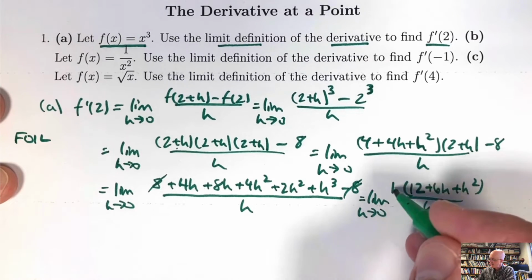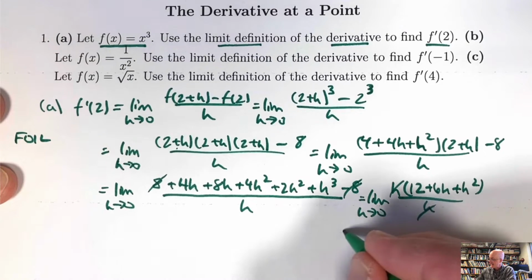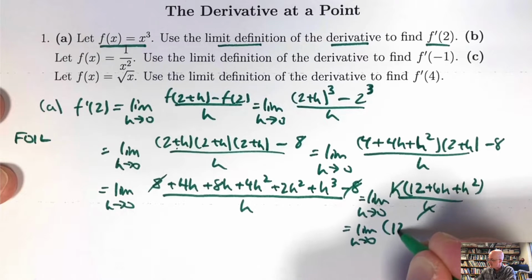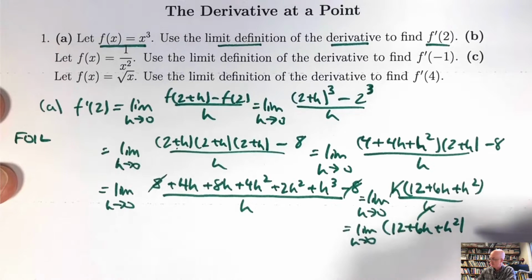You can now divide out the h. I need to explain that step a little bit. and get the limit as h goes to 0 of this expression. And then finally you can plug in h equals 0 to get 12 plus 0 is 12. The value of the derivative, f prime of 2, is 12. This is the definition of the derivative.